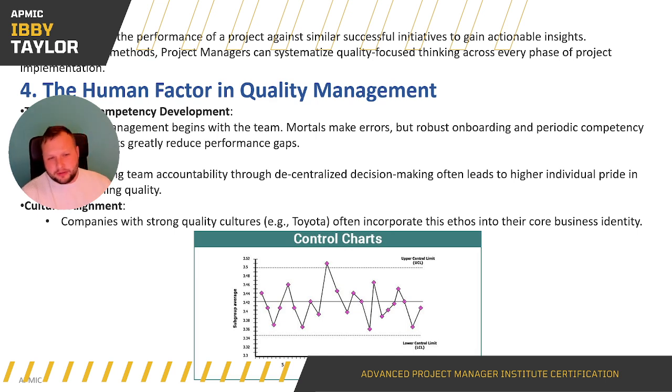So the human factor in quality management, always a big one. So training and competency development. Quality management begins with the team. Mortals make errors. Humans make errors. The phrase goes, it's human to err, which means we're only people. We make issues. We make errors. I've just made one there. But that's just what happens.